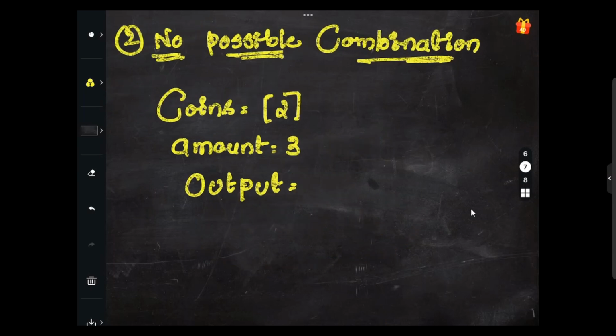So the second condition here is impossible case. Means coins, only one coin we have, that is 2. Amount we have to sum up till 3, right? So here it is not possible at all. Output will be minus 1 in this case. So this example we have already discussed, the example that they have given in the question, the second example.